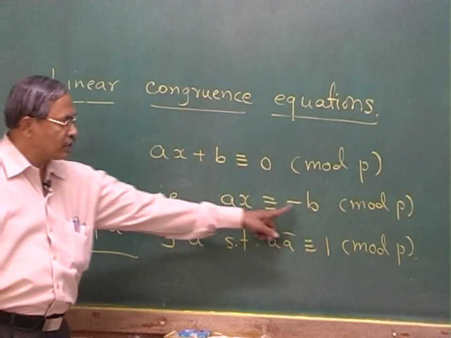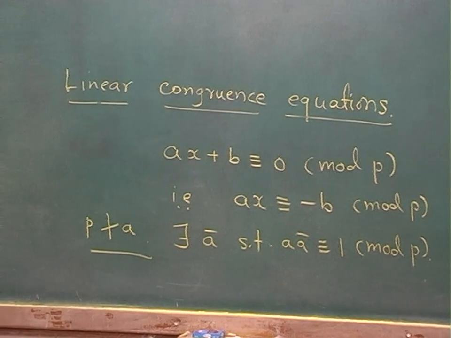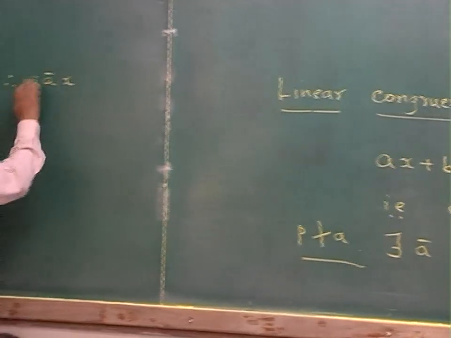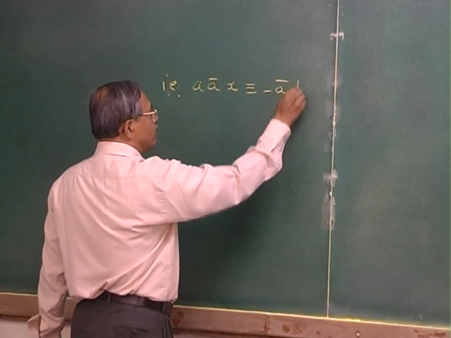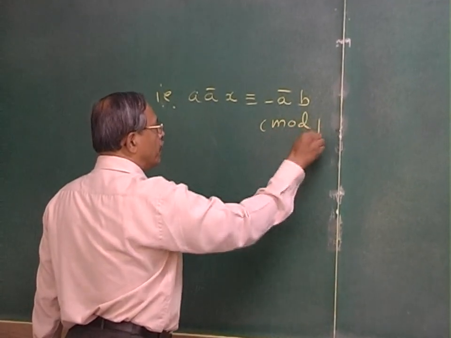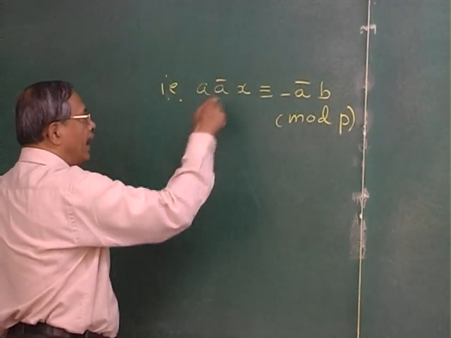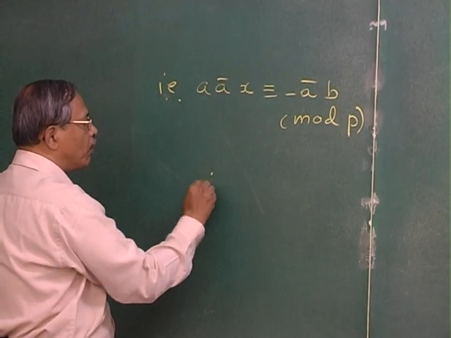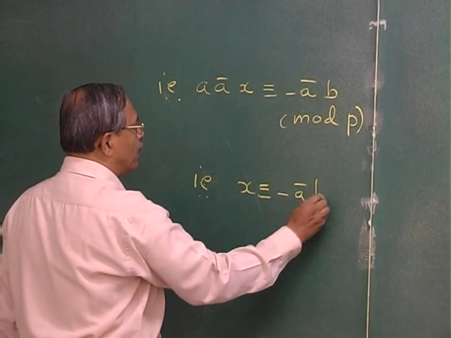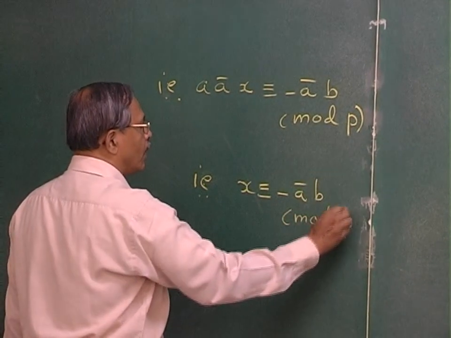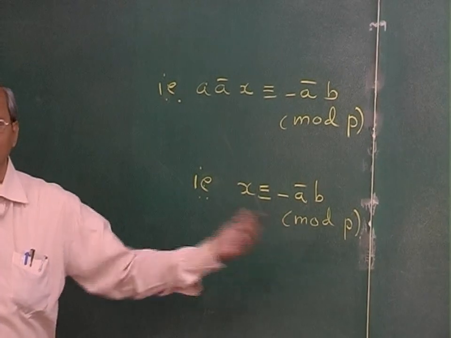Then if you multiply both sides by a bar, that gives us a bar a x congruent to minus a bar b mod p. Since a bar a is congruent to 1 mod p, this is equivalent to x congruent to minus a bar b mod p. So a linear congruence mod p can be solved easily. You have got a solution.